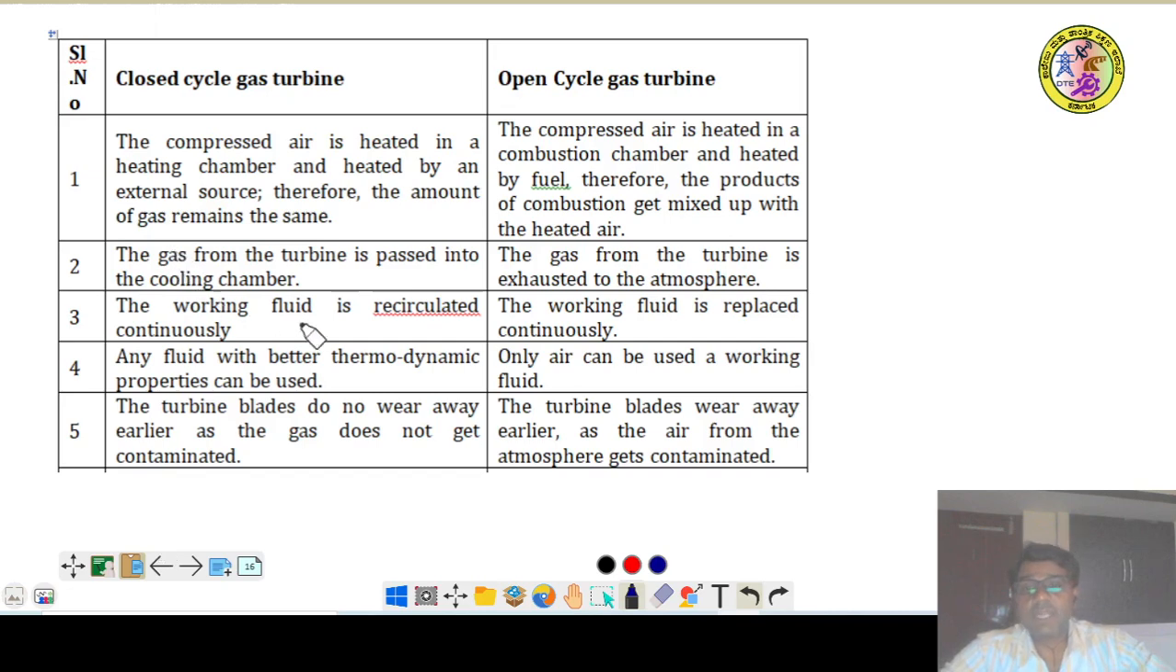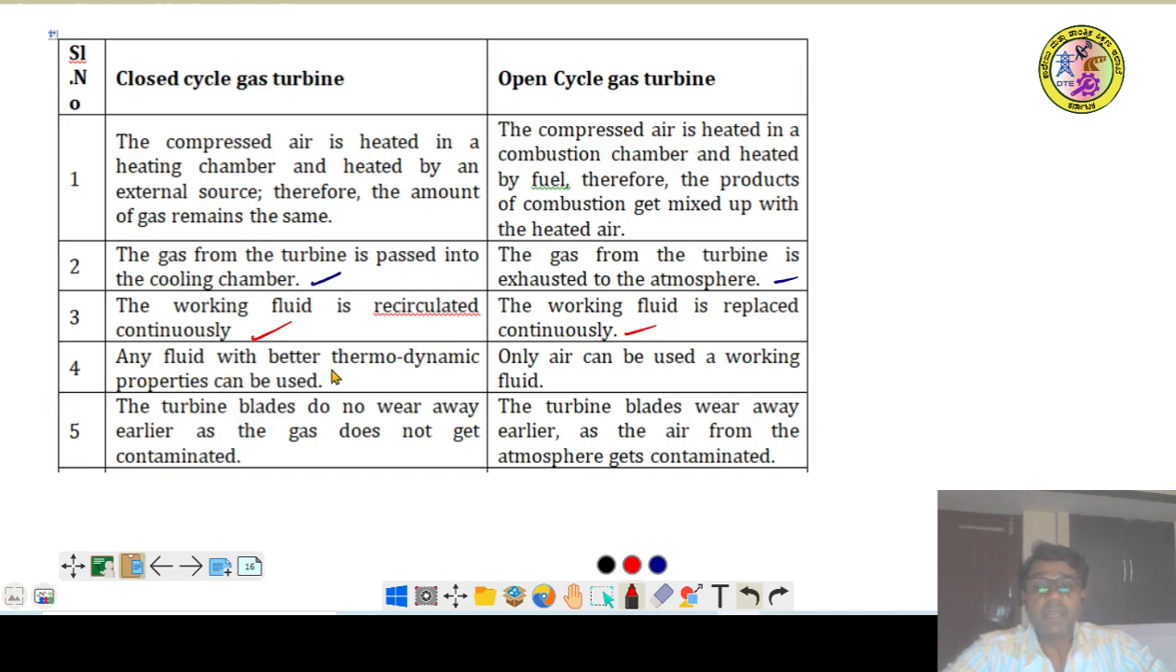The gas from the turbine is passed to the cooling chamber. So, after expanding in the turbine, it is again passed to the cooling chamber and further to the compression process. Whereas, in the open gas turbine, it is exhausted to the atmosphere. In the closed cycle, the working fluid is recirculated continuously, but in the open cycle it is replaced continuously. Fresh air is admitted in the open cycle gas turbine.